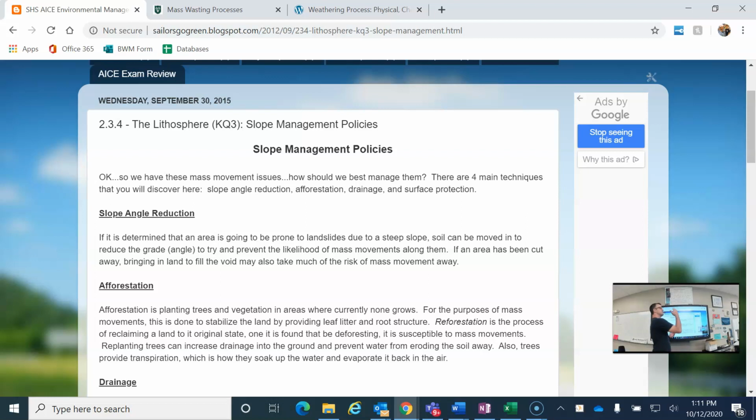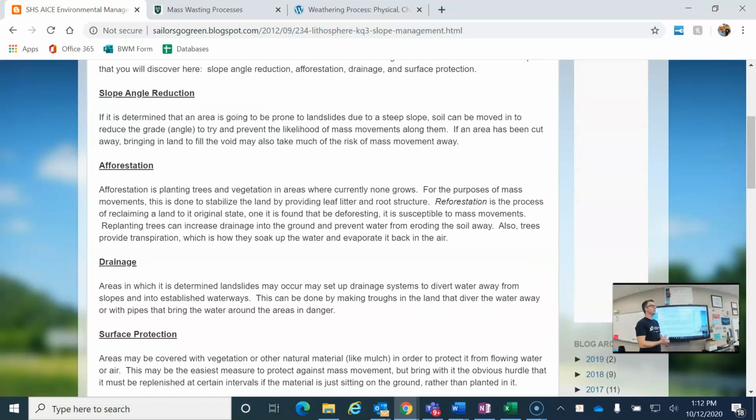Of course, the steepness of the slope is one of the big things that plays into a mass movement, especially sudden ones. So slope angle reduction, where you are building, if you're going to be building things, houses, structures, or even if you're going to be foresting on a hillside, slope angle reduction is one thing, where you take the slope, you move in dirt to reduce that slope up so that you have less chance of mass movement.